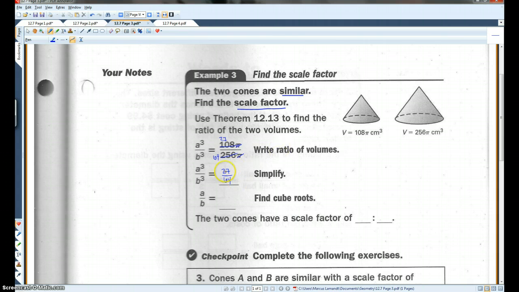Okay, if I were to find the cube root, think to yourself, what times what times what equals 27? This is 3 times 3 times 3. 64 is 4 times 4 times 4. So, A and B, this is 3 to 4. So the two cones have a scale factor of 3 to 4.